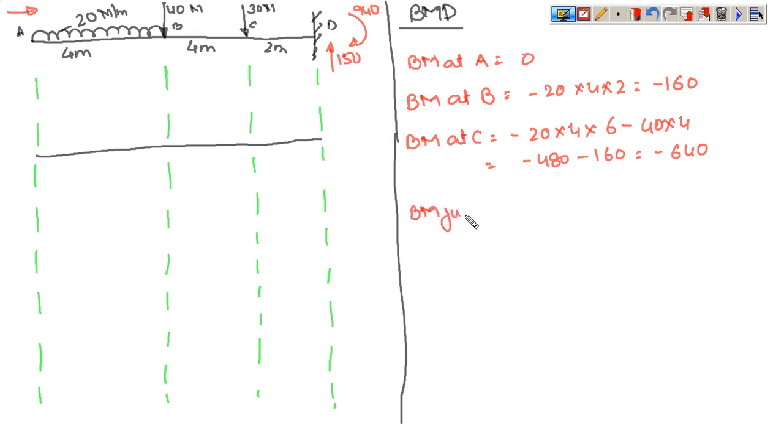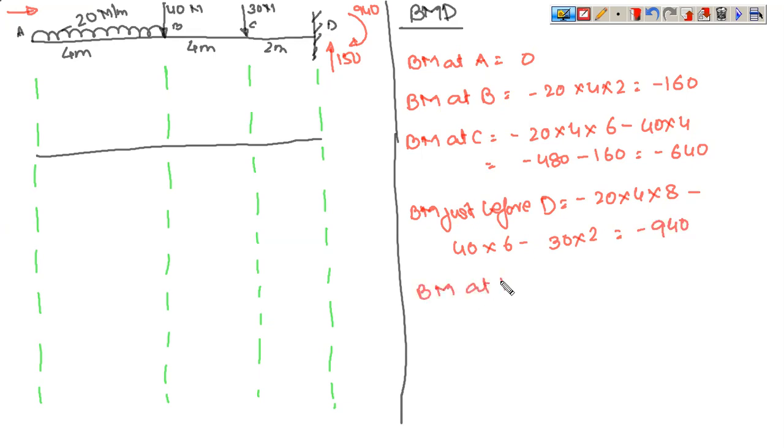So BM just before D is how much? It is minus 20 into 4 into, this is 6 plus 2, 8, minus 40 into 6 minus 30 into 2. If you solve this, you get minus 940. And BM at D, this minus 940 gets added to this clockwise moment of 940 and gives you a value 0.